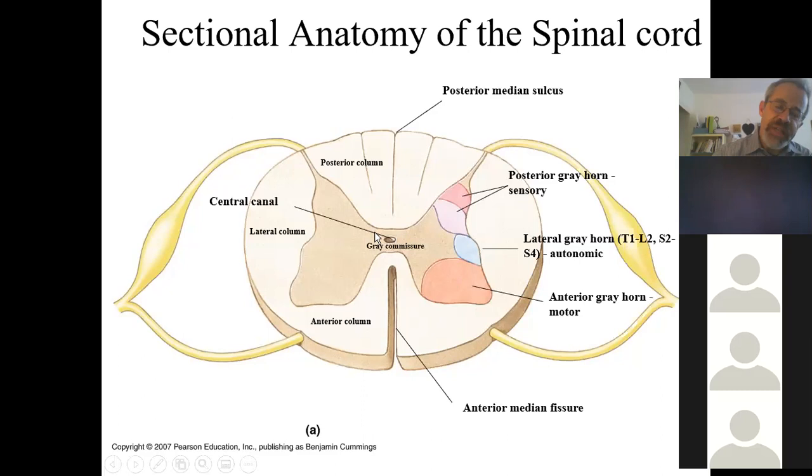So why are they colored differently? What's the difference? Well, the horns consist primarily of cell bodies and dendrites, whereas the column consists of myelinated axons, and myelin gives axons a whitish color. So these are the axons in the column. The horns are the cell bodies. And what we'll soon see is these columns, if you can picture them coming out towards you, are the highways that carry information to and from the brain, between the brain and the spinal cord.